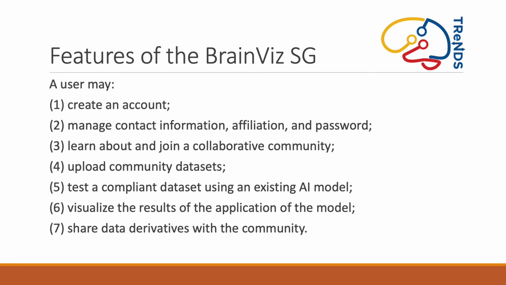Once within the gateway, a user may learn about and request to join a collaborative community. Once accepted to a community, a user may learn about projects and data specifications for the community, including things such as data sets the gateway will allow a user to upload. When a compliant data set is uploaded, a user will be able to select from one or more AI models to apply to the uploaded data set.